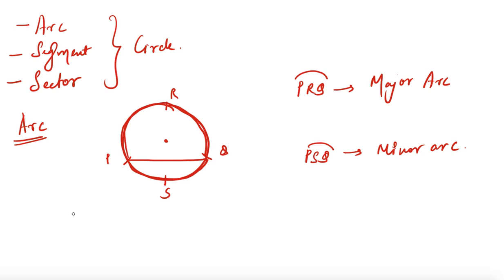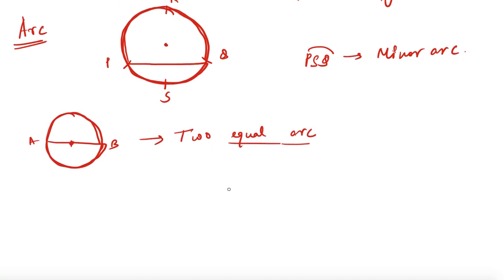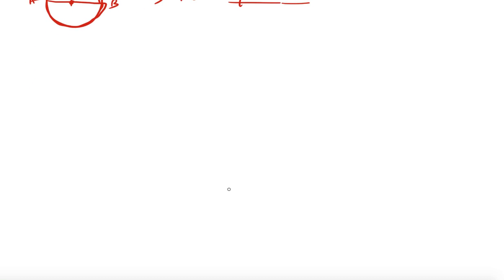Now there might be a case when the chord is the diameter, which divides the circle equally. So this is my center O, this is A and B. Again I have two arcs, but in this case I'll get two equal arcs, because since this is the diameter, this length will be equal to this length. Hence, when you have the diameter as the chord of a circle, you'll always get two equal arcs, and whenever you have a chord of a circle, you will always get two arcs. It may be a minor arc or a major arc. That depends on the length of the arcs available.